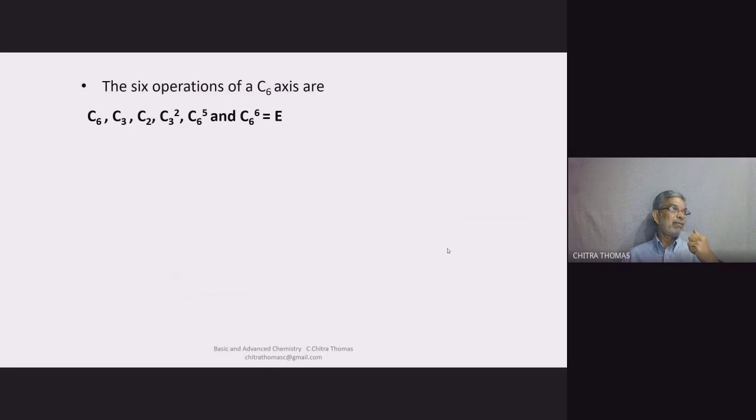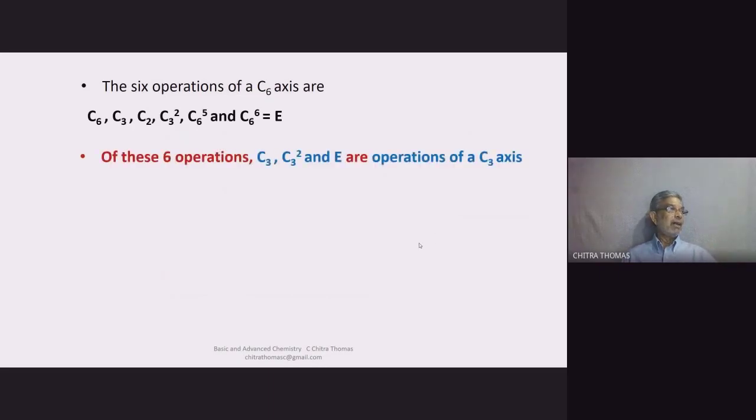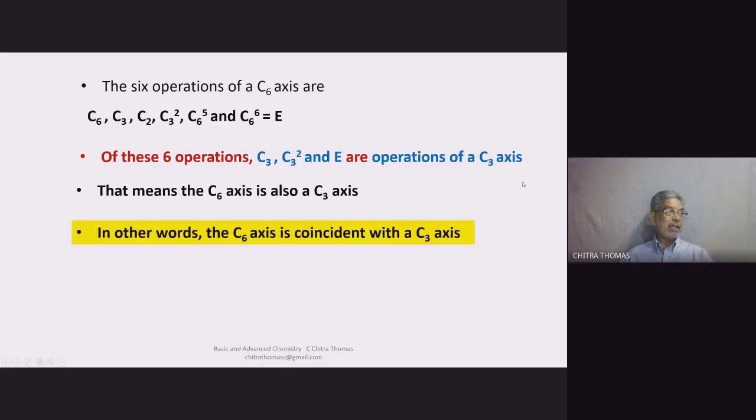Now the 6 operations of the C6 axis are this. Now the C3, the C3² and identity are operations of the C3. What does it mean? The C6 axis is coincident with what? The C3 axis, or that means C6 axis also is C3 axis. In other words, C6 axis is coincident with C3 axis. In general, if you have C4, we have a C2. If you have C6, we have a C3.